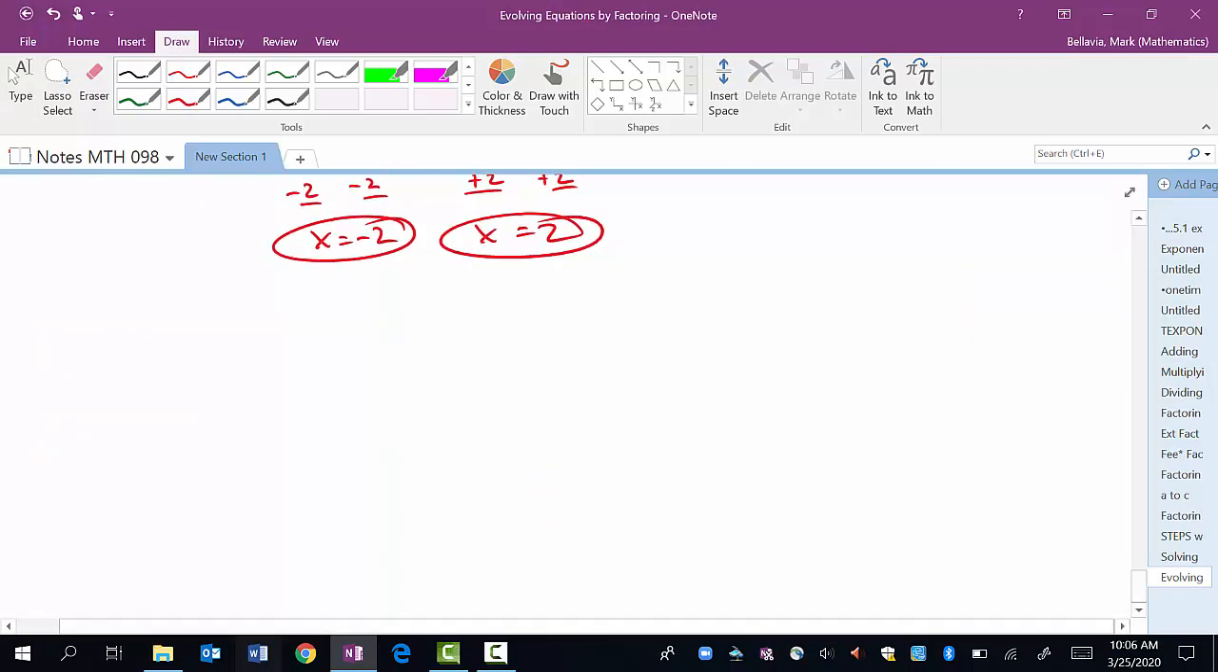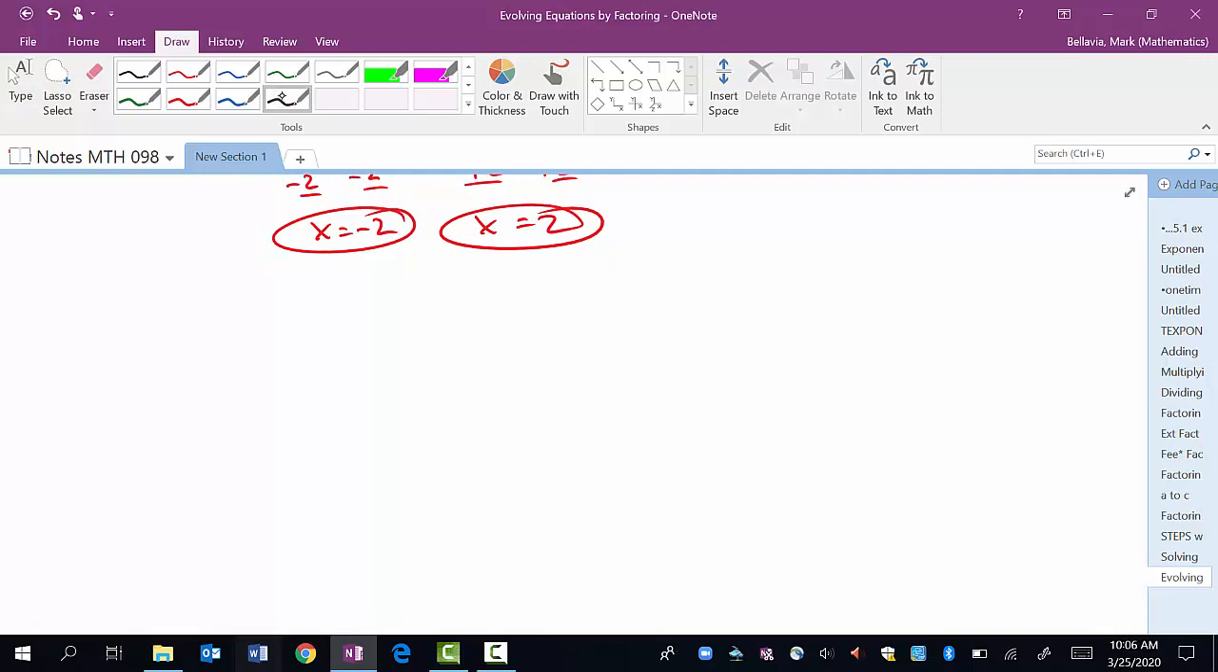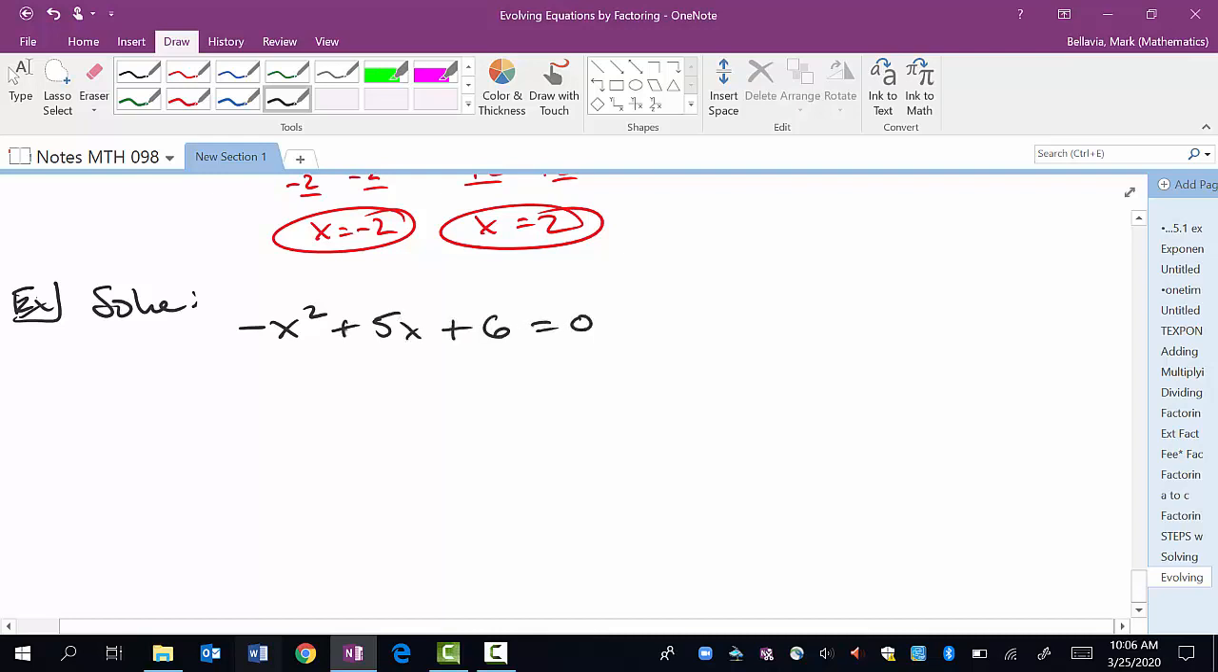Let's take a look here at this one. If I said to solve negative x squared plus 5x plus 6 equals 0. Again, we already got the standard form. We got 0 on one side.